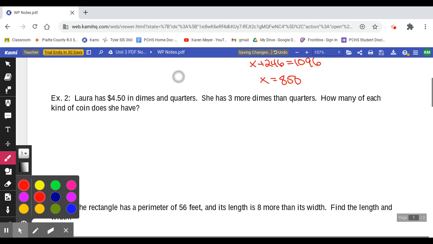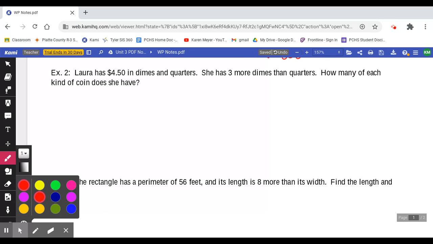Okay, let's try another. On this one, let's say somebody got into their piggy bank and it says Laura has $4.50 and it's only made up of dimes and quarters. And then she has 3 more dimes than she does quarters. So how many of each kind of coin do we have? Okay, so on this problem, I'm going to let x equal dimes, and I'm going to let y equal quarters.